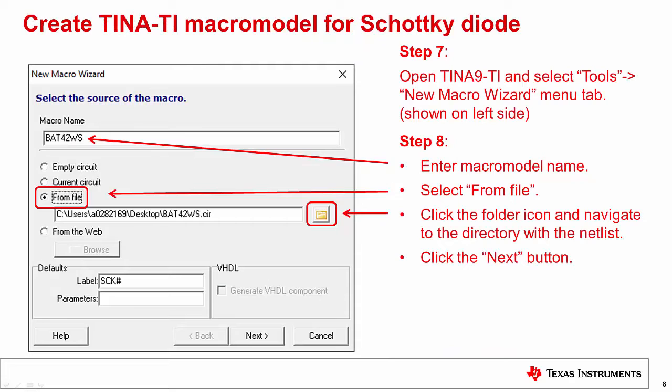Now we will create the macro model symbol. Under the Tools menu, select New Macro Wizard. Enter the macro model name, select From File, and then search for the file using the browser. Once the file is selected, press the Next button.